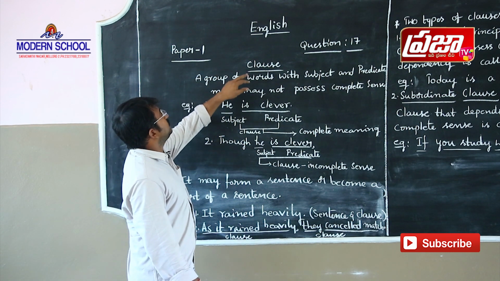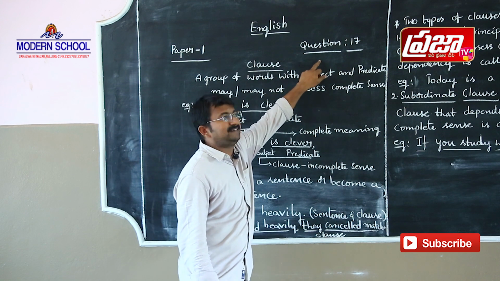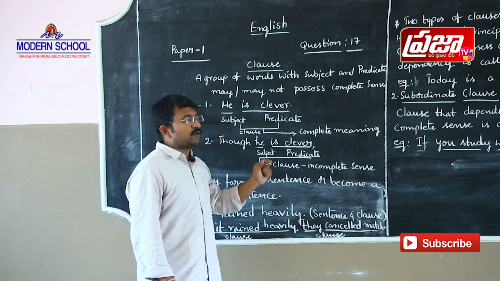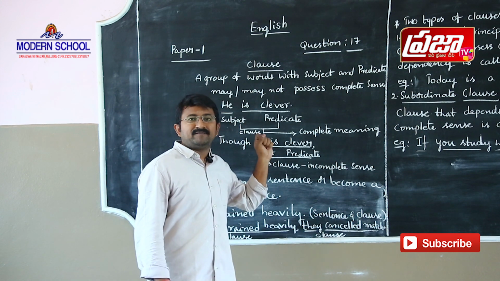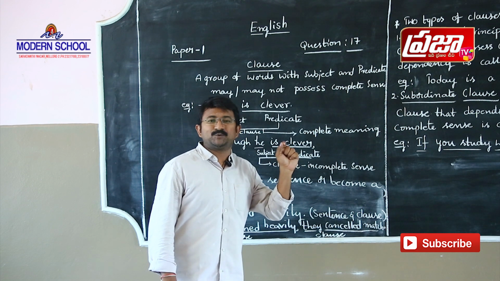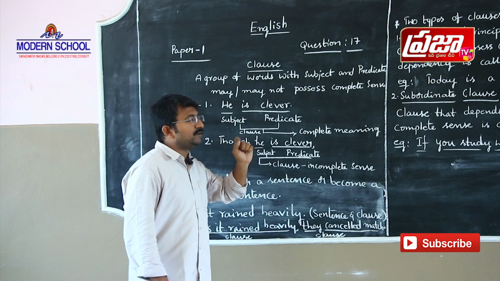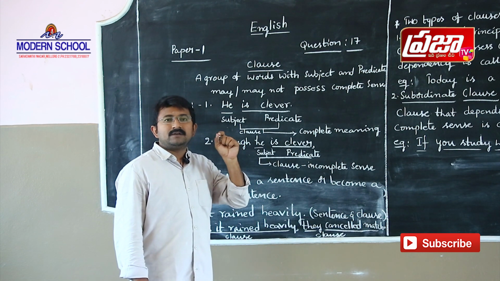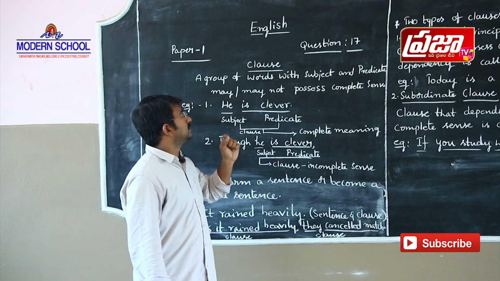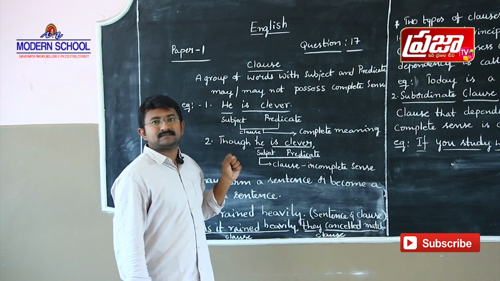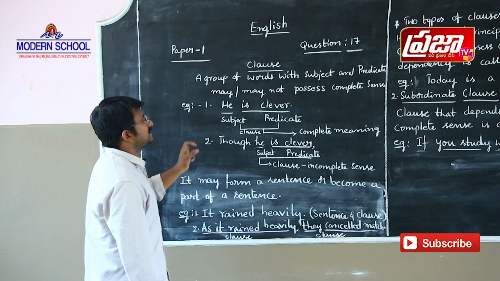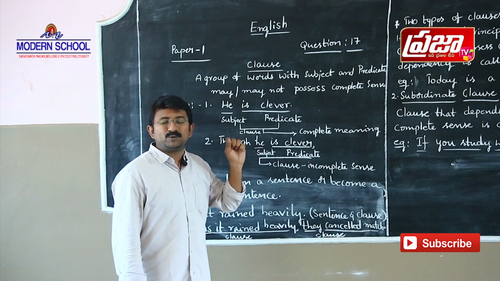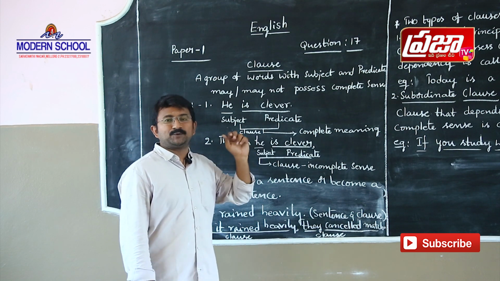Today I am going to teach you question number 17 in paper 1 for the 10th class students. The Roman question is: combine the given pair of sentences using the relative pronoun. Before you learn that, you have to have some awareness regarding the clause. What is a clause? How many types of clauses are there? What is a relative clause? And what is a relative pronoun?